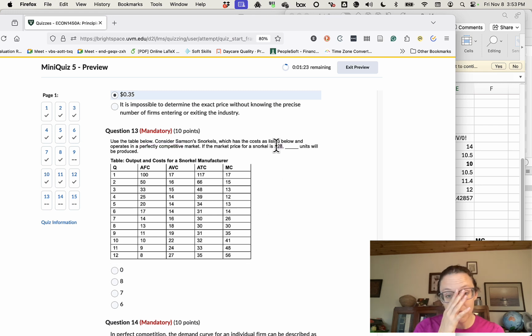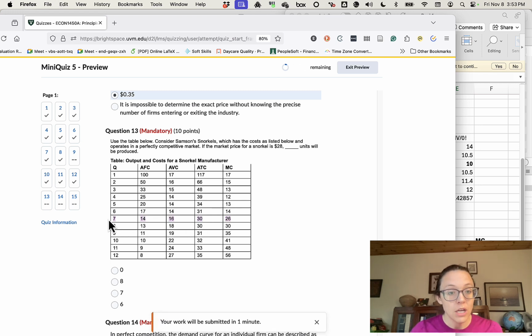And so what we want to do is find where marginal revenue equals marginal cost. This market price is the marginal revenue for a perfectly competitive firm. And so we just need to find the point at which it's equal. So it's still greater, greater, greater, greater, greater, greater, greater, greater, less. So we never have a point where it's exactly equal. So we go as close as we can without going over, which means we're going to produce 7 units.